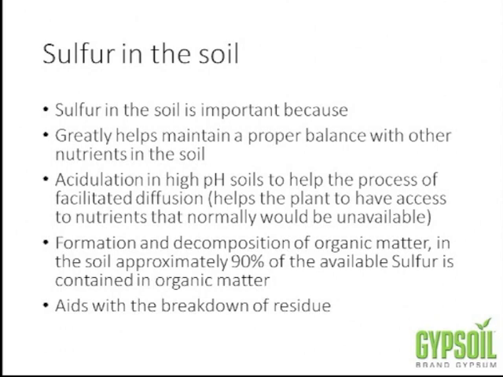Sulfur in the soil is important because it really helps maintain a proper balance with other nutrients in the soil. A lot of times in high pH soils, we use sulfur because it creates acidulation, and it helps the process of diffusion, helping that plant to have more access to those nutrients that would normally not be available. It really helps in the soil with the formation and decomposition of organic matter. A lot of times the sulfur that is in the soil is in the organic matter, and it really tends to help with the breakdown of residue. If guys are struggling with residue issues and getting rid of the residues, sulfur can be a big component in helping that happen as well.